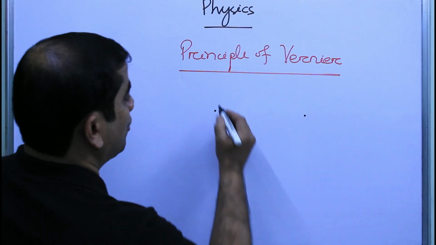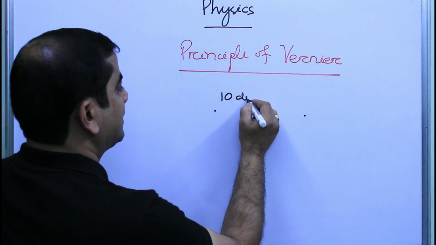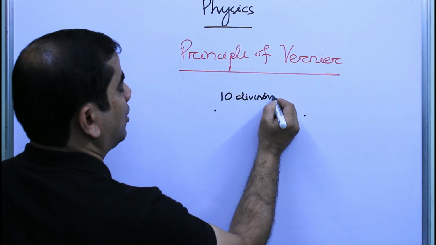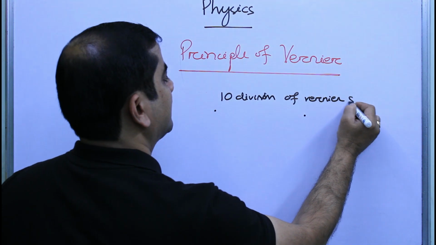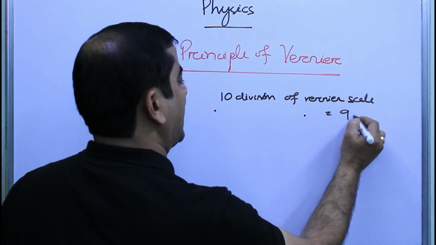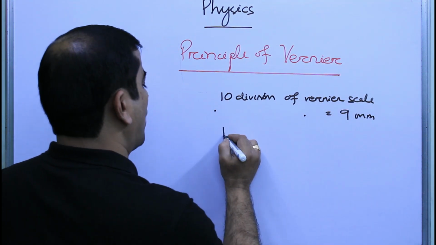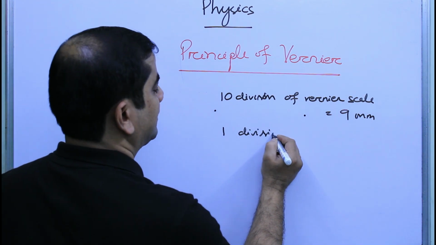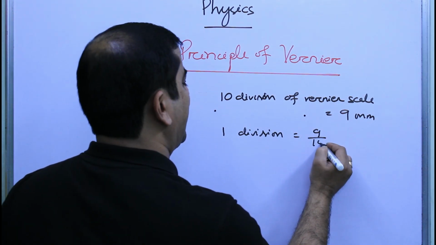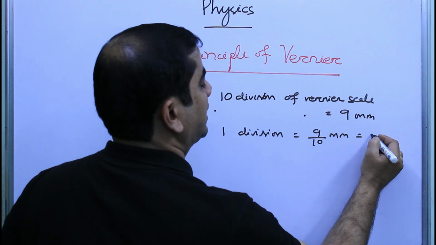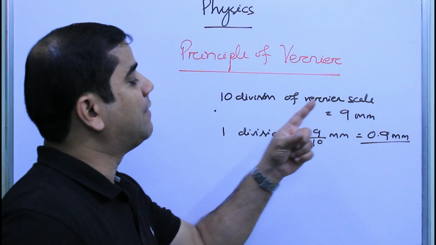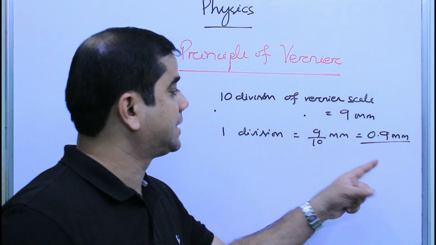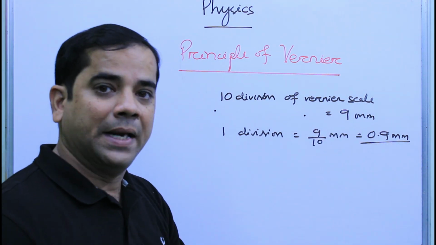Fine. So 10 divisions of Vernier scale has the length of 9 millimeter. So 1 division is equal to 9 by 10 millimeter, or that is equal to 0.9 millimeter. So in general, the value of 1 division on Vernier scale is 0.9 millimeter.